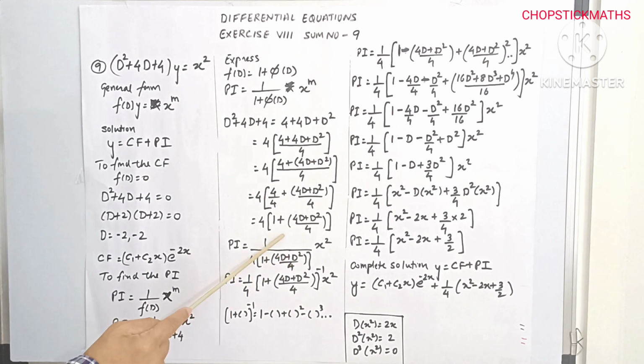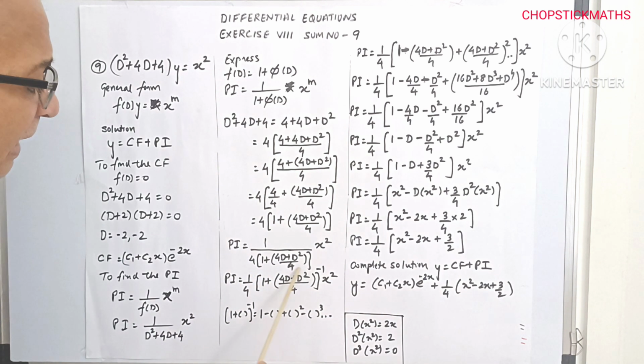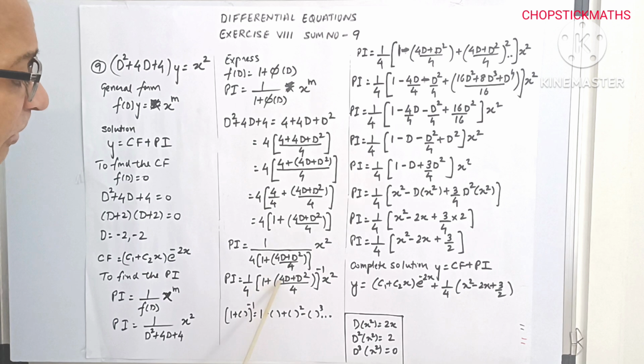Now we can get this in the numerator. So PI will be equal to 1/4 [1 + (4D + D²)/4]^(-1) into x². Now if you see here, we'll have to expand this particular term which has an exponent -1.